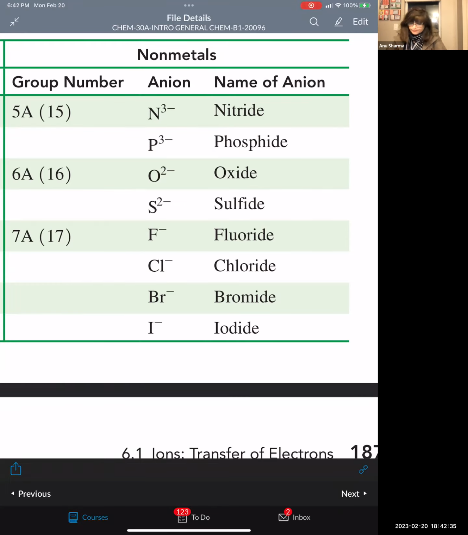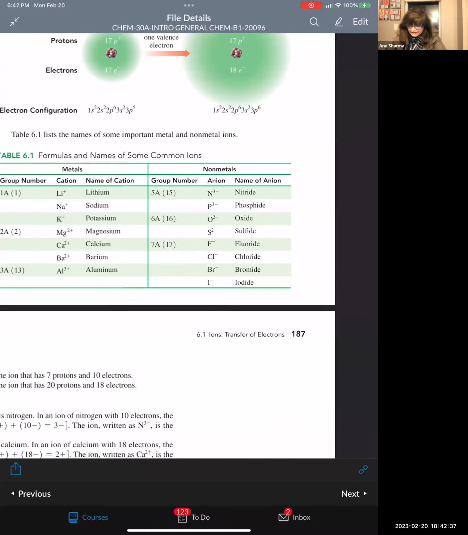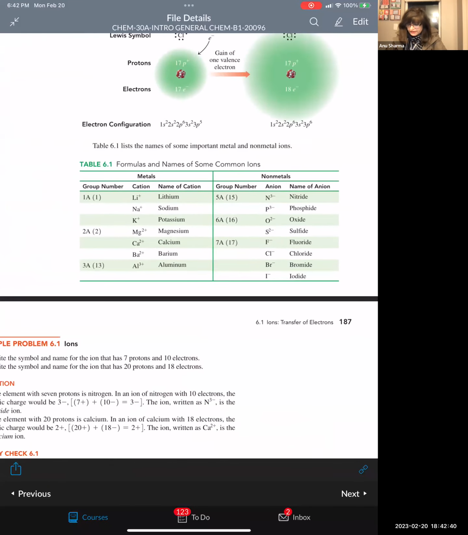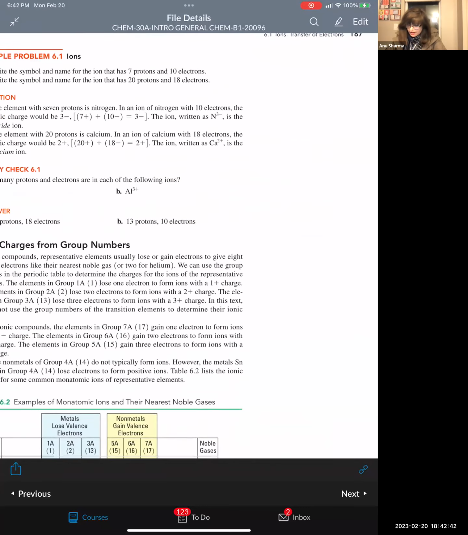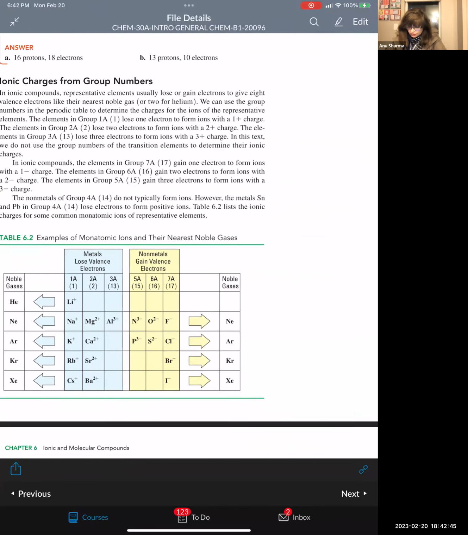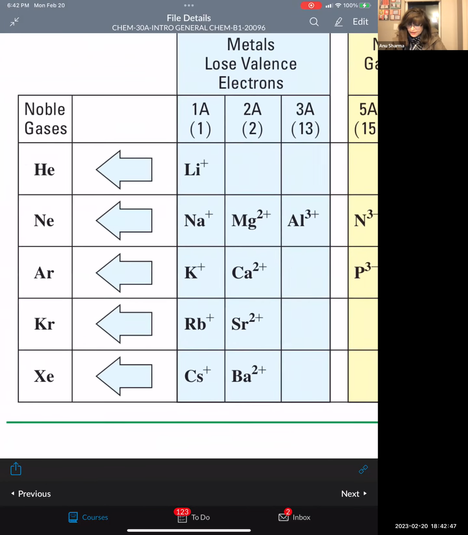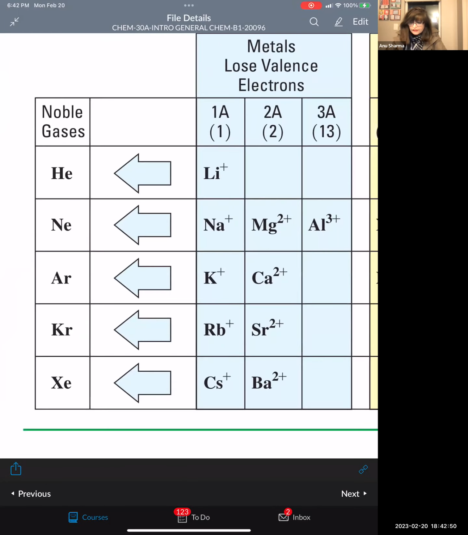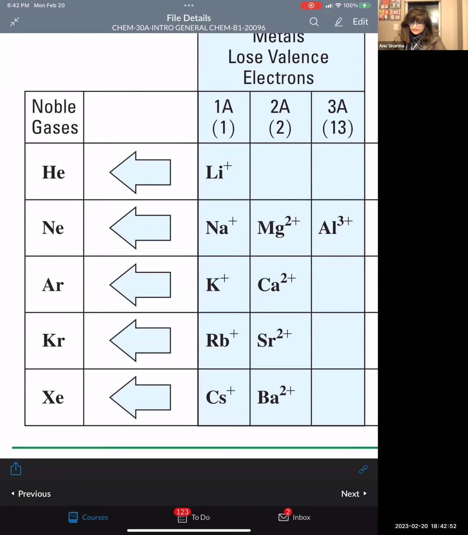Okay. So these are the very basic things about why the metals and the non-metals gain and lose electrons. Now, next is the charges. So now you look at this, that the metals lose valence electrons, especially in group 1A, 2A, 3A. So lithium, sodium, potassium, all those in group 1A. So lithium with plus 1 charge, when it loses the electron, it looks like helium.